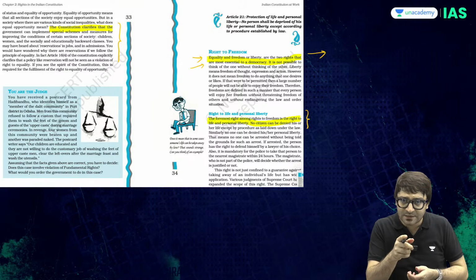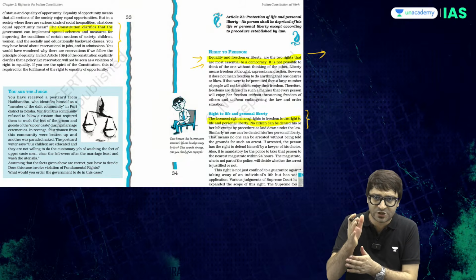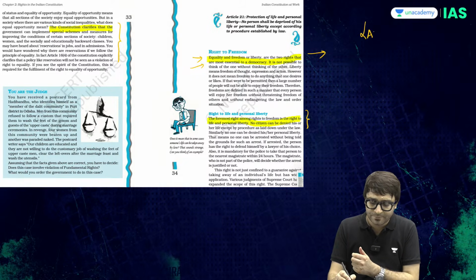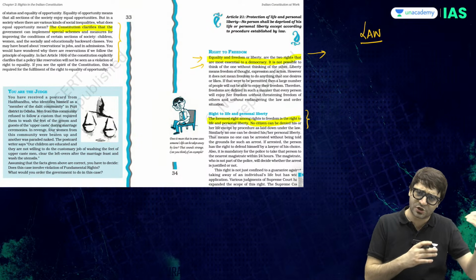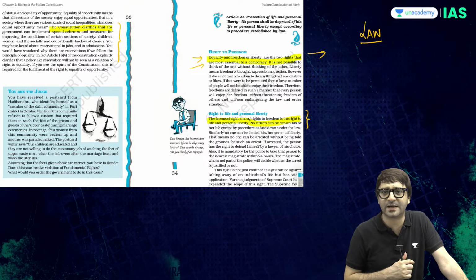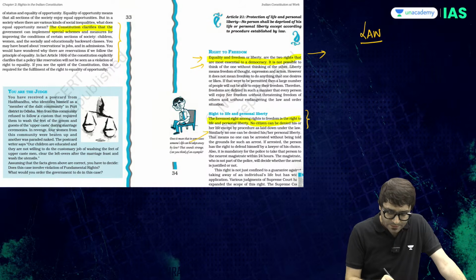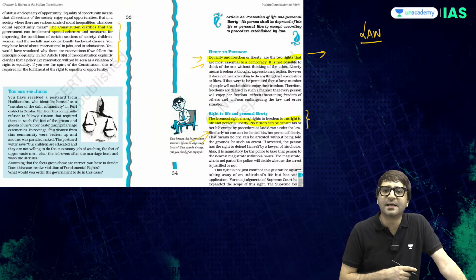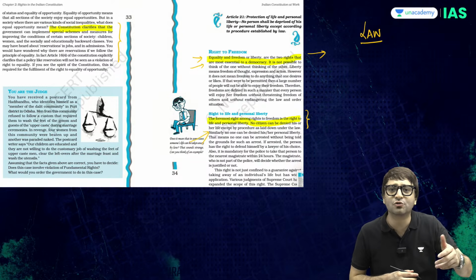If you are to be arrested, then the state has to follow procedure established by law. Although here we would have to discuss what is procedure established by law, what is due process of law, that's beyond the scope of NCERT right now. Let's just focus on the basics. And what is that law? Nobody can be arrested without being informed of the grounds on which you are arrested.